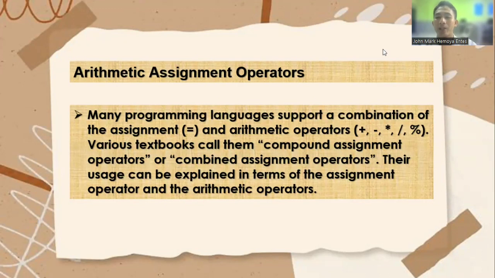Arithmetic assignment operators. Many programming languages support a combination of the assignment operator equals and an arithmetic operator: plus, minus, asterisk, slash, percent. Various textbooks call them compound assignment operators or combined assignment operators. Their usage can be explained in terms of the assignment operator and the arithmetic operators.